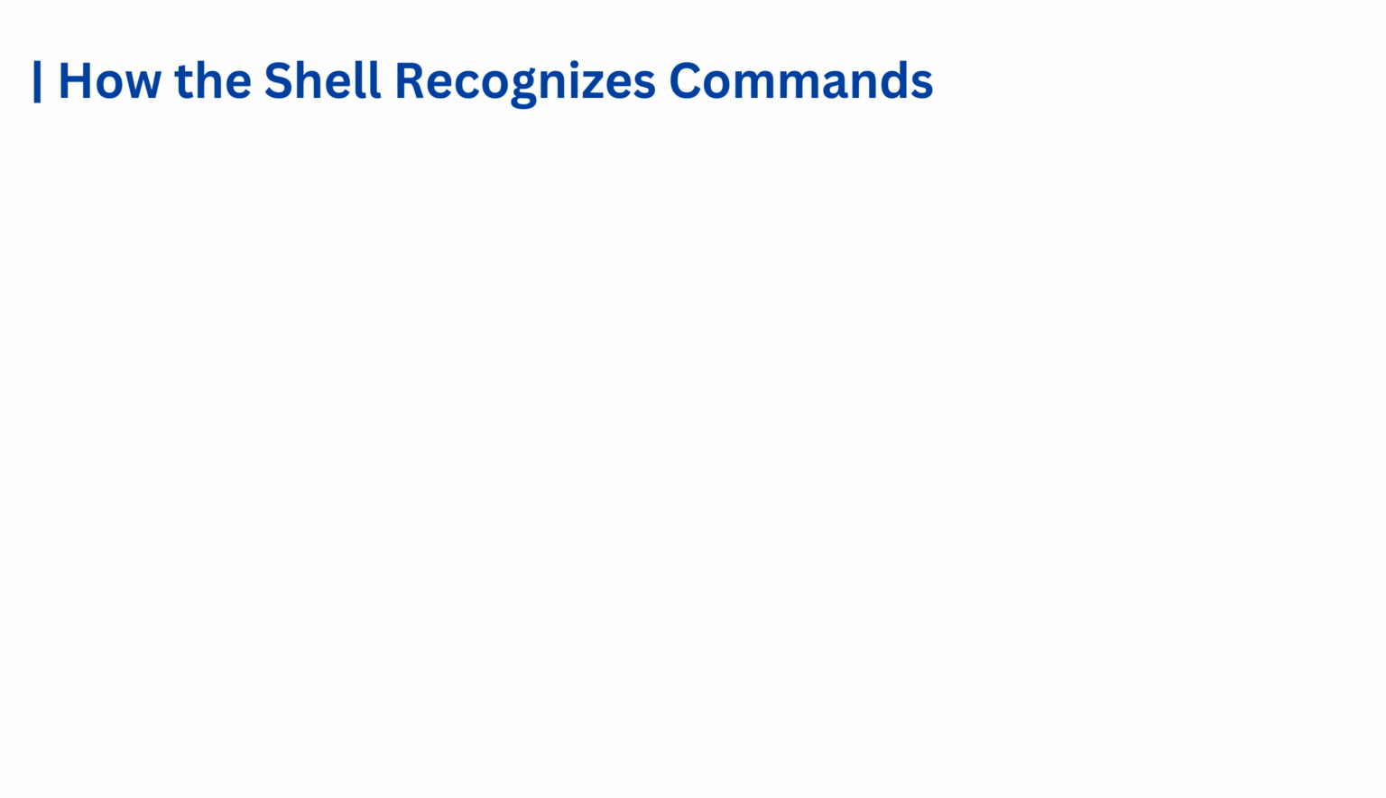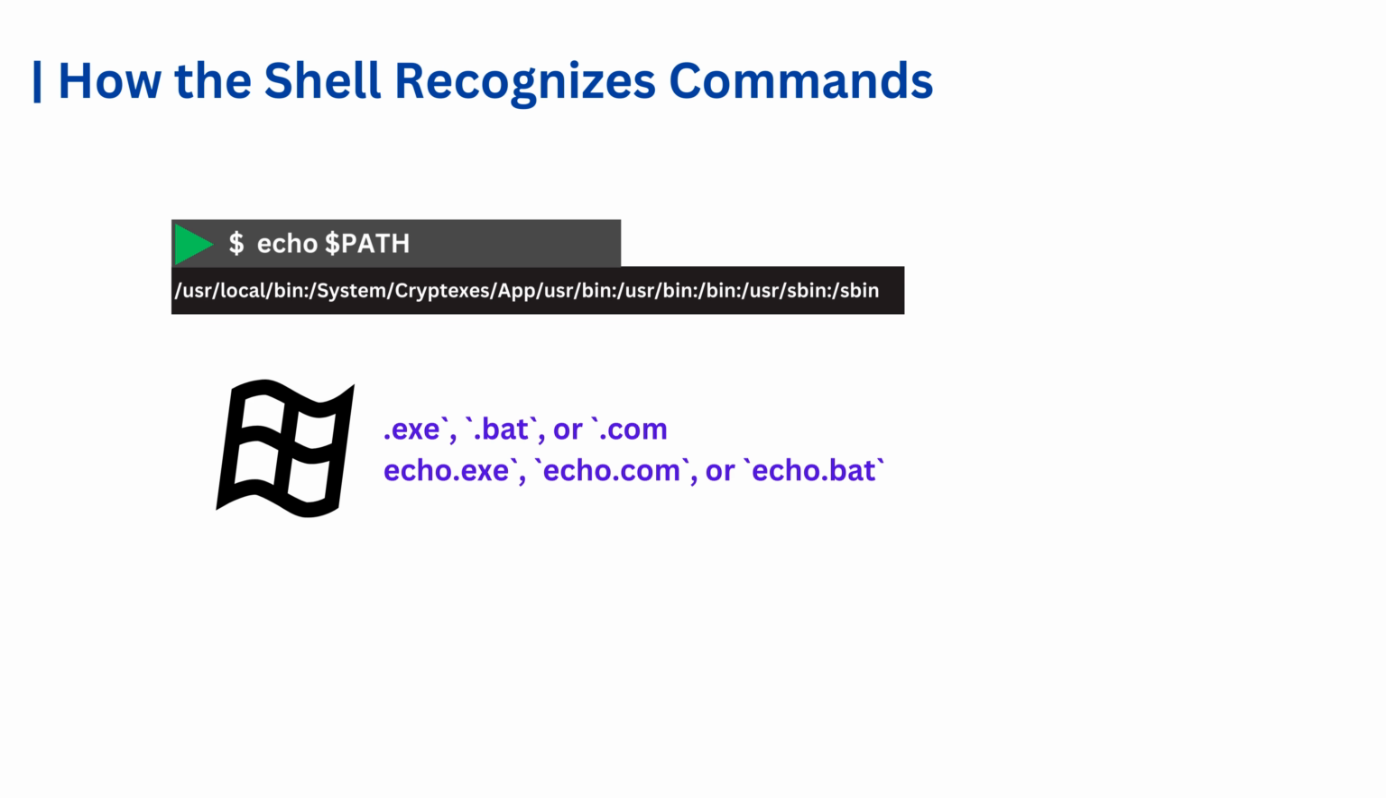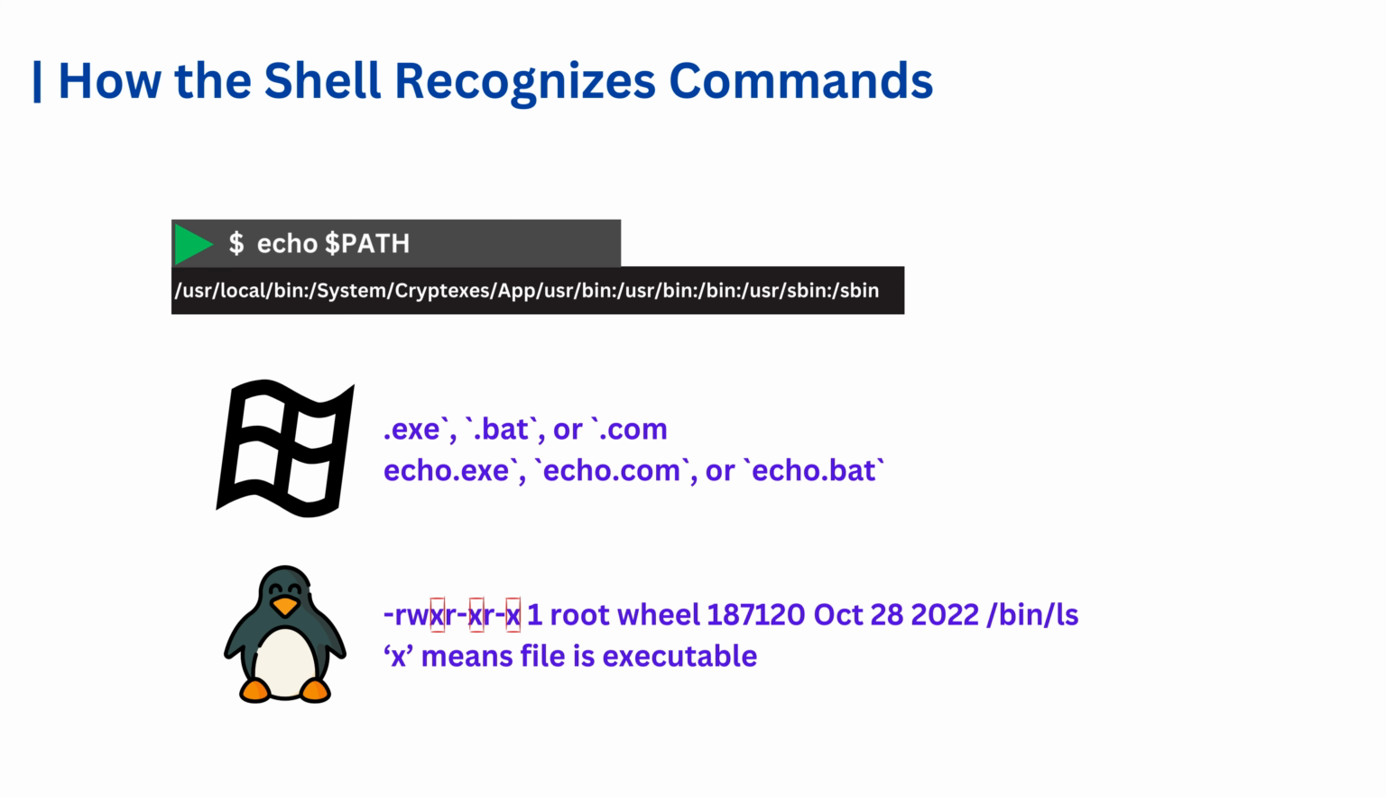Shells look for executable files that match the command name in specific directories, which are defined in the system's command path. For instance, in Windows, executable files typically have extensions like .exe, .bat, or .com. The shell would look for echo.exe, echo.com, or echo.bat. In Linux and Unix, instead of file extensions, file permissions determine whether a file is executable. The shell looks for an executable file named echo.